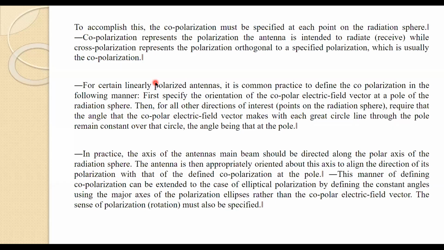So for certain linear polarized antennas, it is common practice to define copolarization, that is the coplanar electrical field vector at the pole of the radiation sphere. Then for all the other directions of interest, it will require the angle that the copolar electrical field vector makes with each great circle line through the pole remaining constant over the circle.